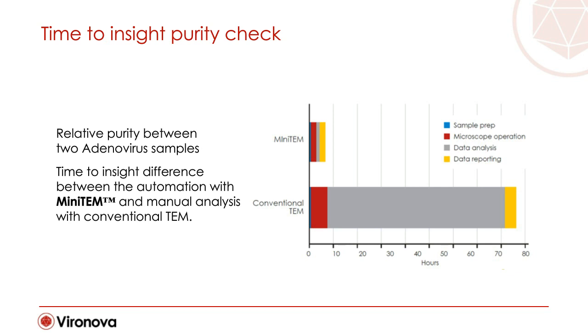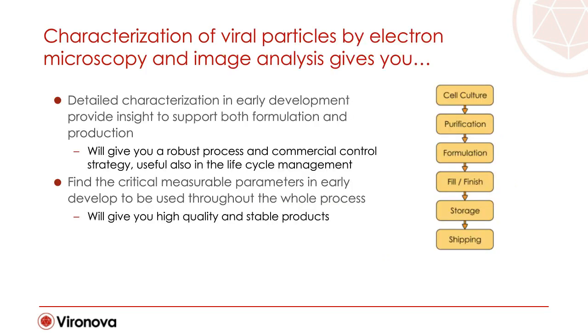Thank you, Martin. So if I try to summarize here, by having MiniTEM at your site, I hope that we have been able to show you that you will be able to do detailed characterization of your products in early development, which can of course then support both the formulation and production. And by identifying critical and measurable parameters of your product in early development and by using them throughout the whole process, you will be able to develop a robust production and high quality products.